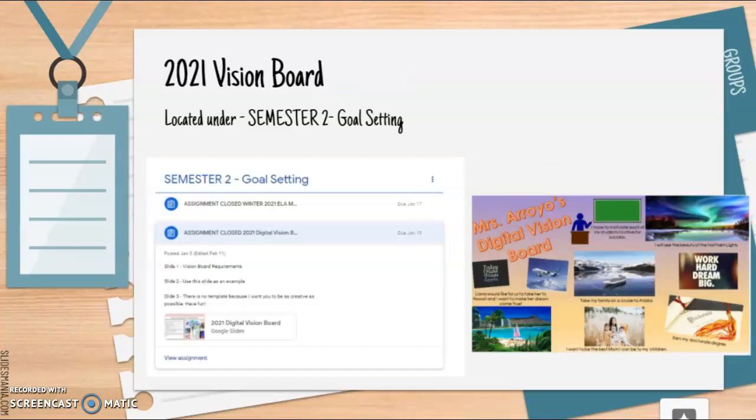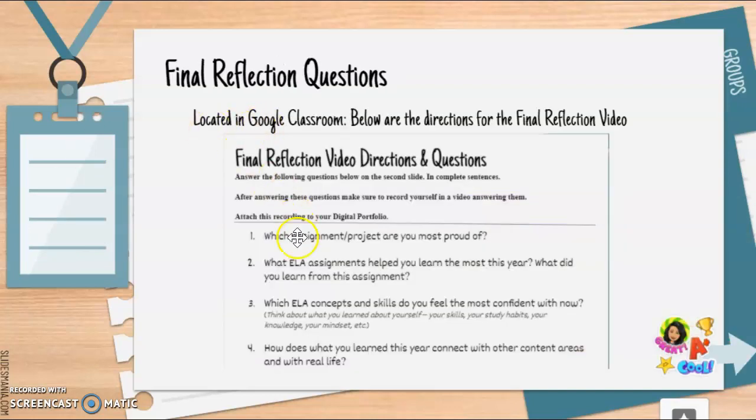All right. Again, for those of you that are confused about our final reflection, these are the directions. All you have to actually input into your digital portfolios is your video with you speaking the questions and being very casual with them, okay?